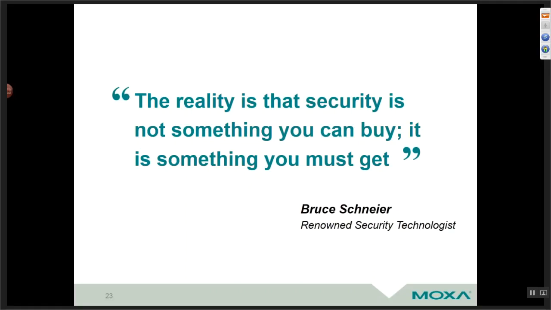So I want to start with a quote by a gentleman named Bruce Schneier, a very well-known security technology expert. He had a quote that I thought was very fitting when it comes to cybersecurity. He said, "The reality is that security is not something you can buy; it is something that you must get." What that means is that you can't just snap your fingers or wave money at a solution and have it be secure. It's something you really need to think about and develop from the onset if you want a truly cyber secure system.